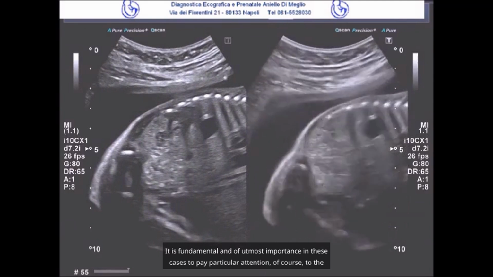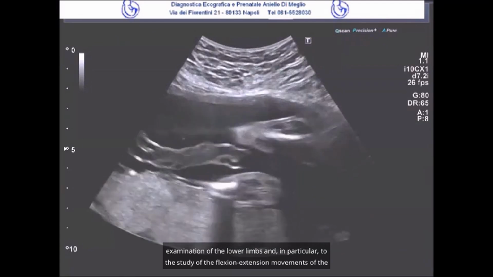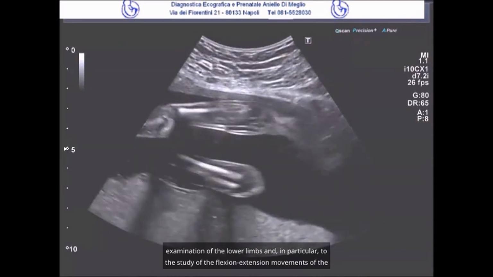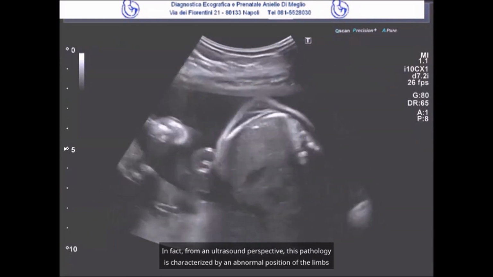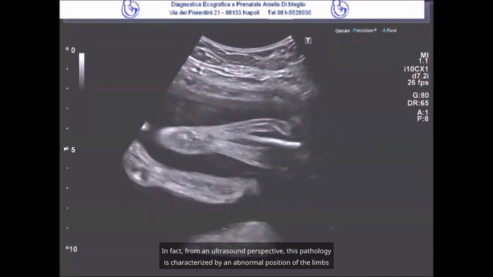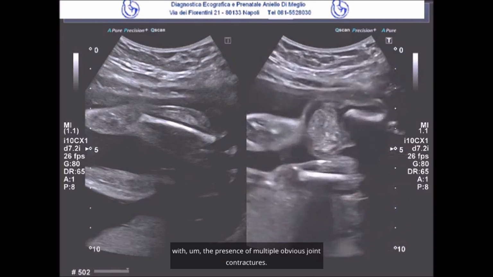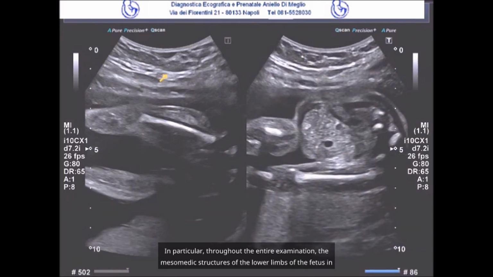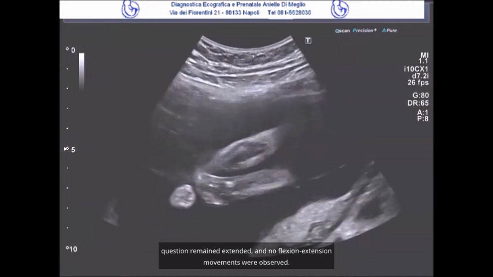It is fundamental and of utmost importance in these cases to pay particular attention to the examination of the lower limbs, and in particular to the study of the flexion extension movements of the lower limbs. In fact, from an ultrasound perspective, this pathology is characterized by an abnormal position of the limbs with the presence of multiple obvious joint contractures. In particular, throughout the entire examination, the lower limbs of the fetus in question remained extended, and no flexion extension movements were observed.